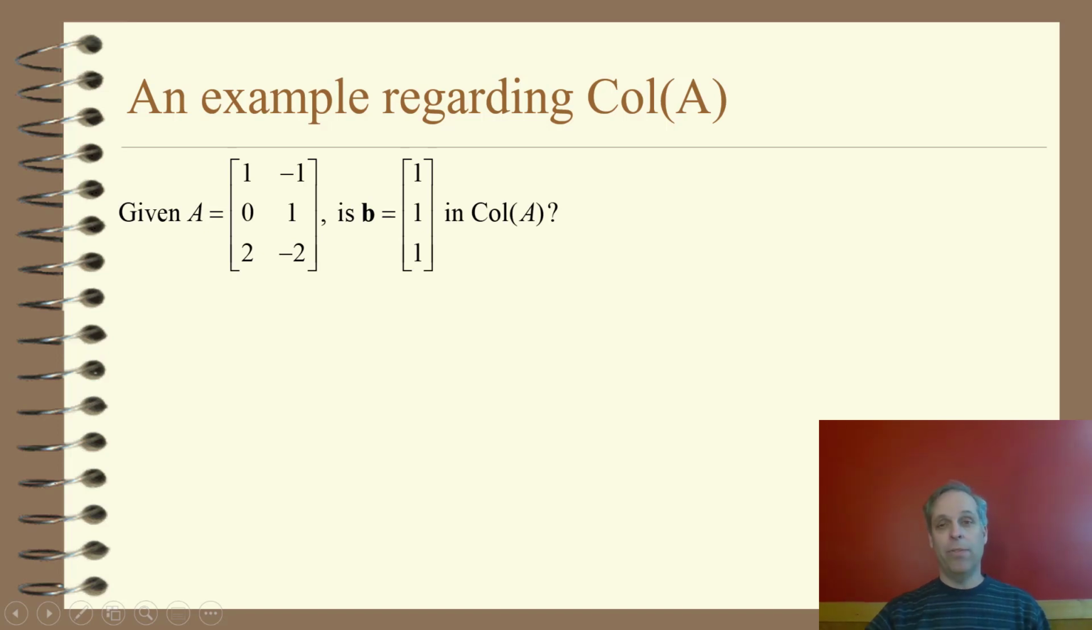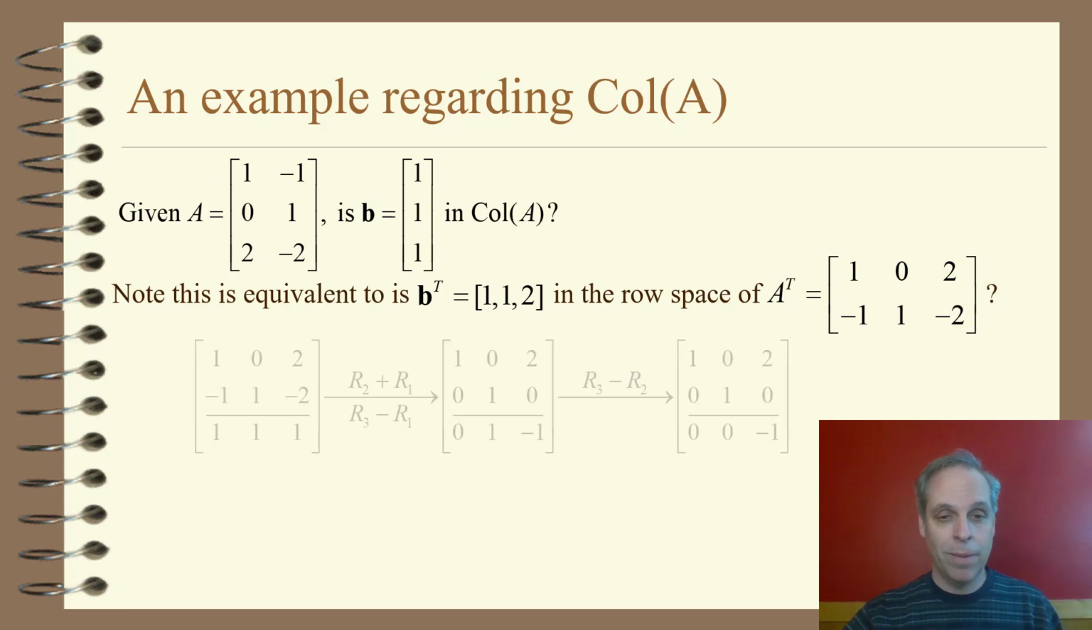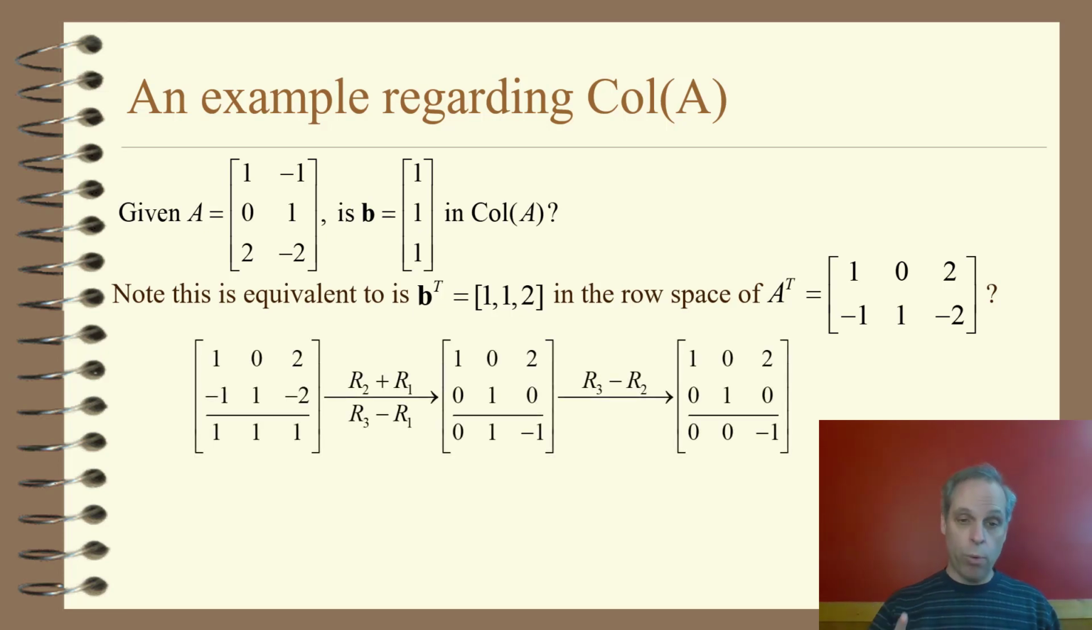Now, because of that, you can use that exact same technique if you want to answer a question about a column space. It's just that we really often don't. If you want to know whether this particular vector is in the column space of A, one way to do that is to notice that it's equivalent to asking: is this row vector in the row space of A transpose? So you can augment A transpose, put B transpose at the bottom, and row reduce it. When I row reduce it, I just don't ever swap out the last row.